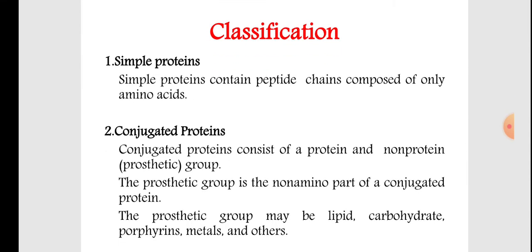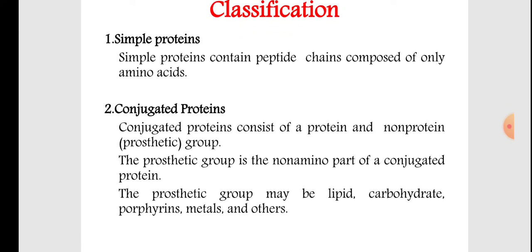As classification, the plasma proteins can be classified as simple protein or conjugated protein. Simple protein contains peptide chains composed of only amino acids, and the conjugated protein consists of protein and a non-protein prosthetic group. The prosthetic group is the non-amino part of the conjugated protein. The prosthetic group may be lipid, carbohydrate, porphyrins, metal, and others.